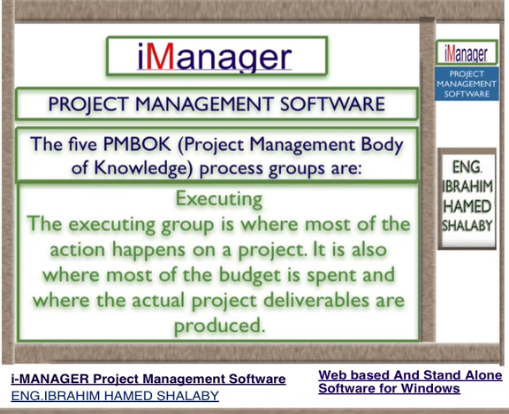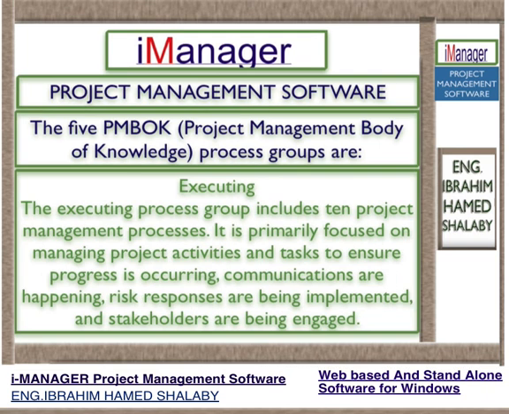Executing. The executing group is where most of the action happens on a project. It is also where most of the budget is spent, and where the actual project deliverables are produced. The executing process group includes 10 project management processes. It is primarily focused on managing project activities and tasks to ensure progress is occurring. Communications are happening, risk responses are being implemented, and stakeholders are being engaged.